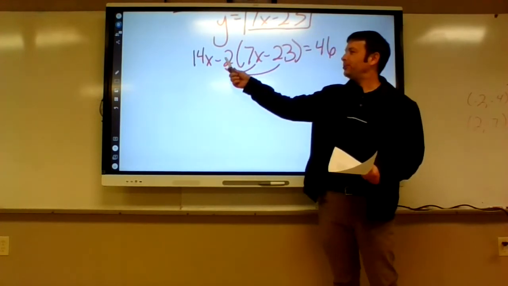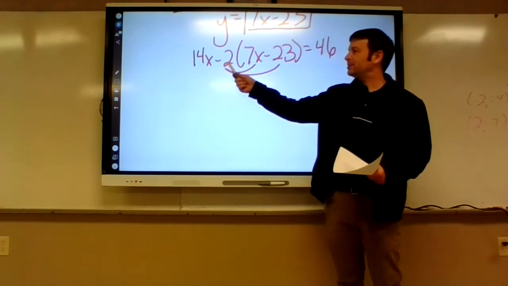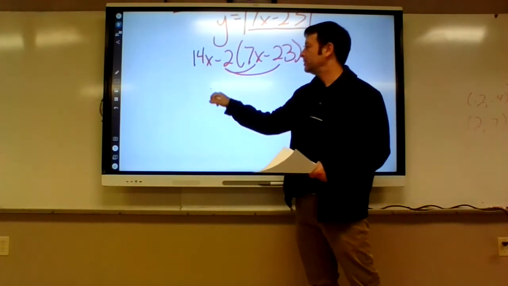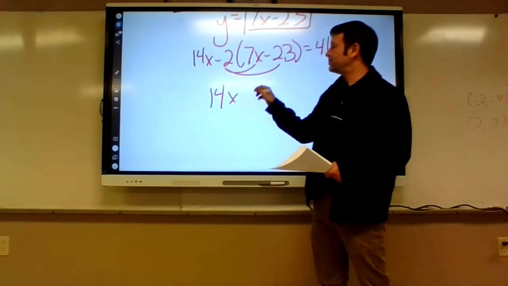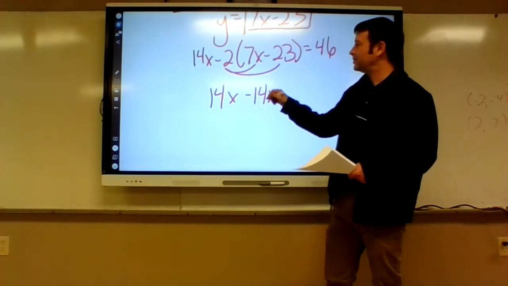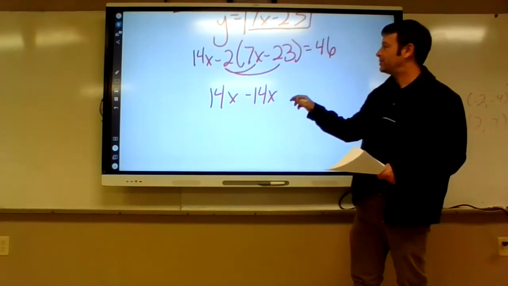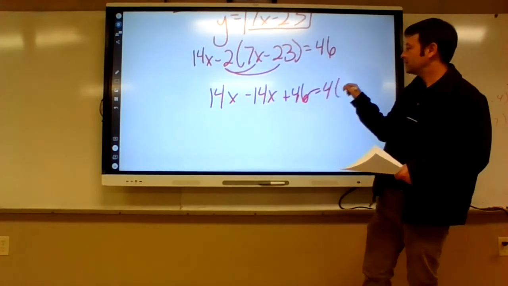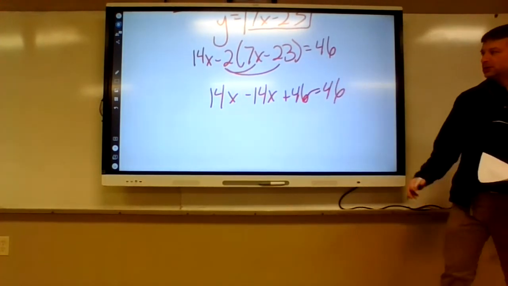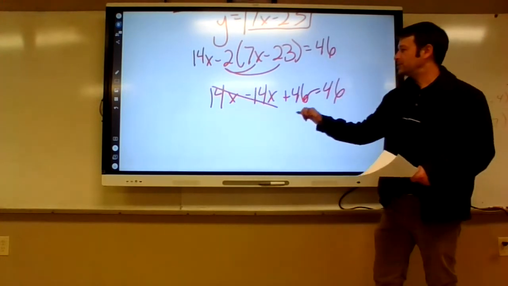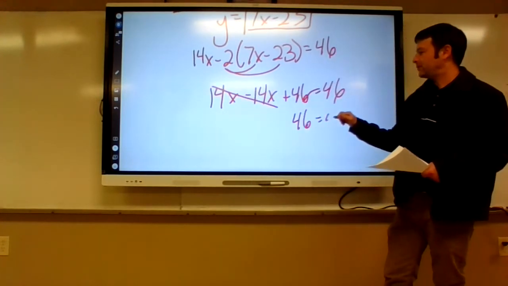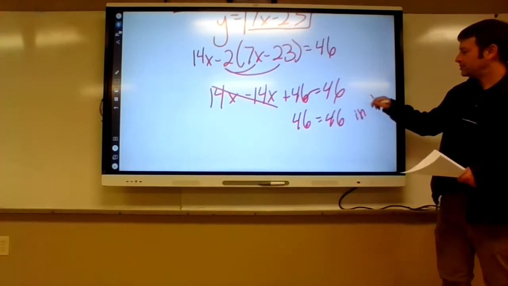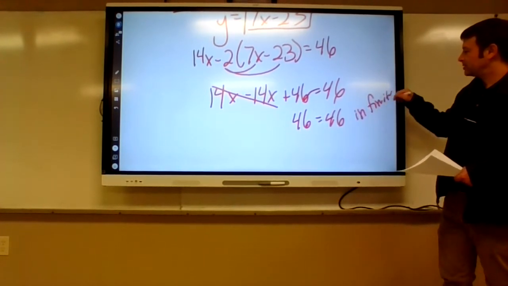If you got it wrong, you probably didn't multiply by negative 2 on both of those. It's usually what people do. So negative 2 times 7 is minus 14x. Negative 2 times negative 23 is positive 46. The x's cancel each other out. That's 0, so 46 equals 46. Infinite solutions.